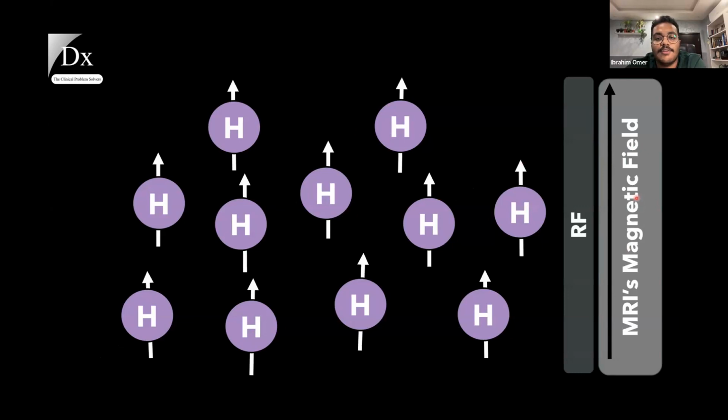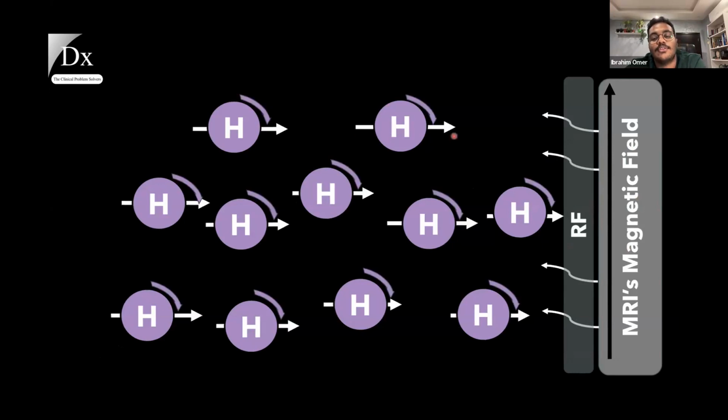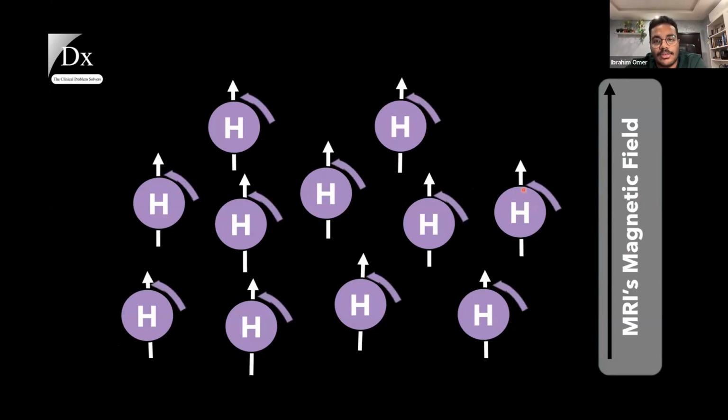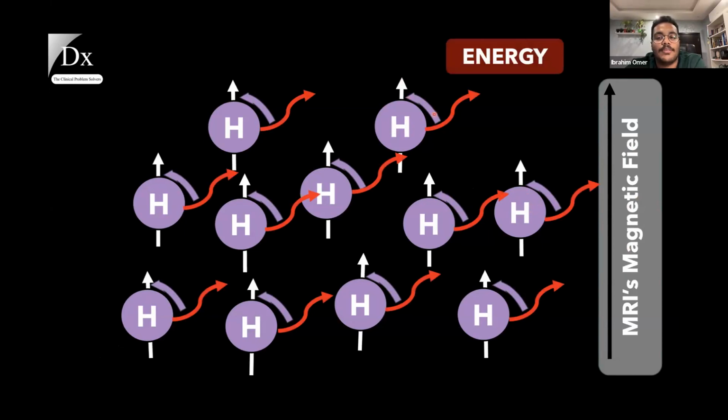And then we give off radio frequency. What happens is that after we give off the radio frequency, these vectors change by 90-degree angles. And then we take off the radio frequency. Because we took off the radio frequency, the vectors once again realign into the longitudinal plane. And when they do, they give off energy. And that energy itself is what formulates the image that we see as an MRI image.